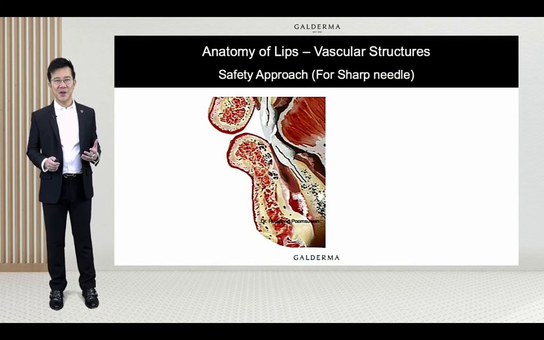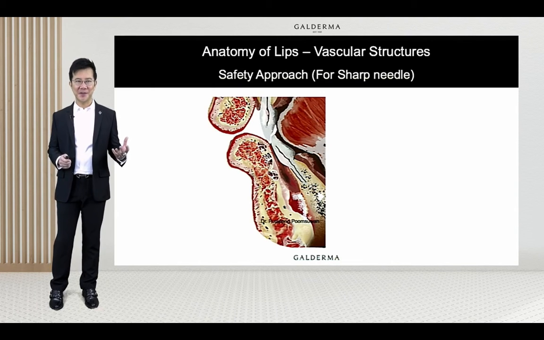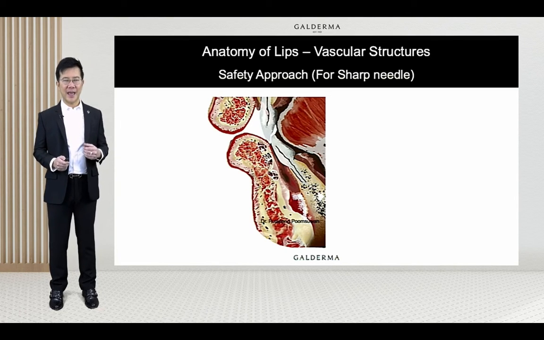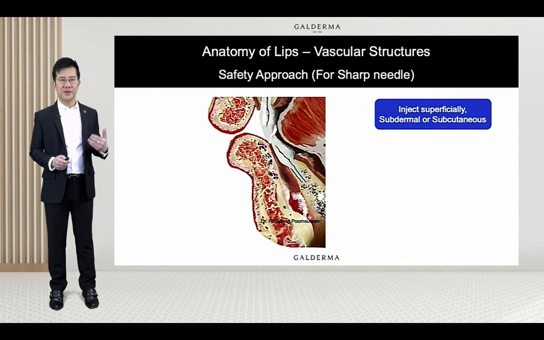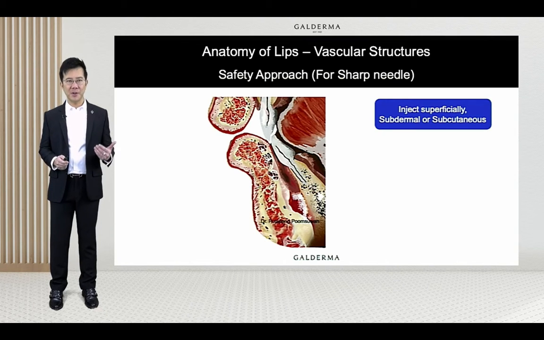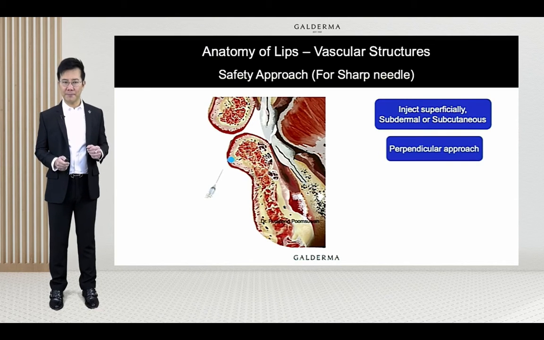So usually, when I want my injection to be precise, I use a sharp needle because I want a better contour or a better definition of the lips and to lift the corner of the mouth. Here are some tips for a safe approach. First of all, you have to inject superficially, in the subdermal or subcutaneous plane, with a perpendicular approach like this.